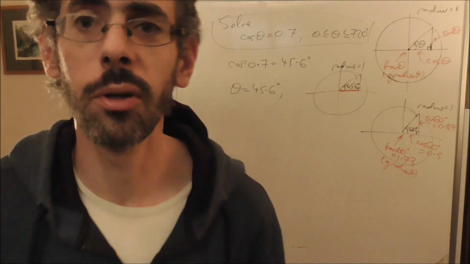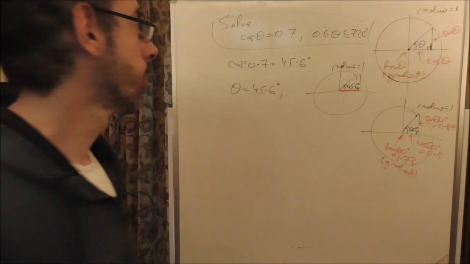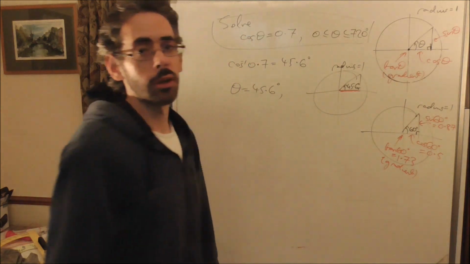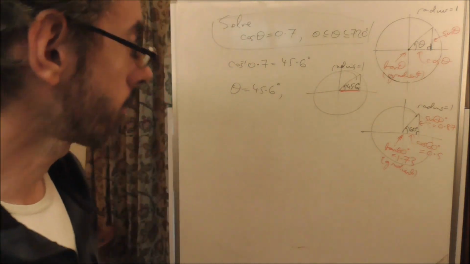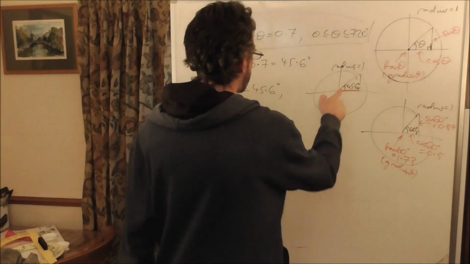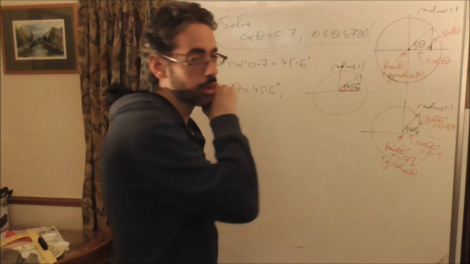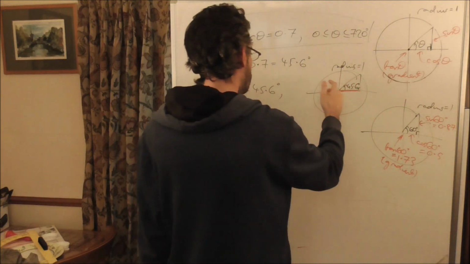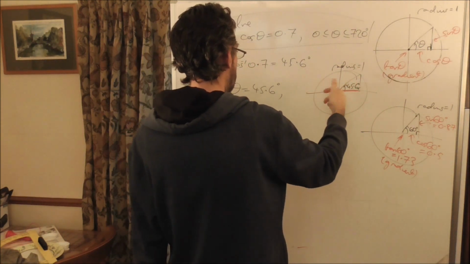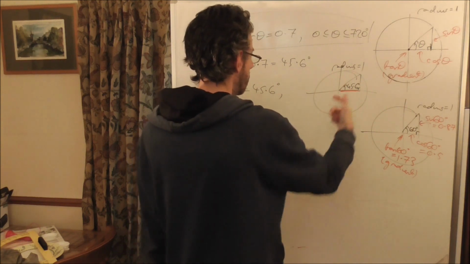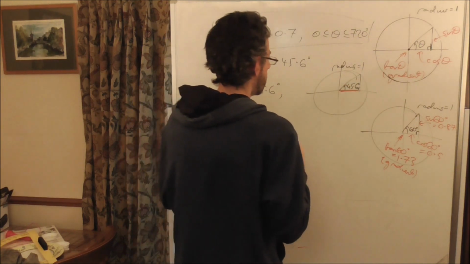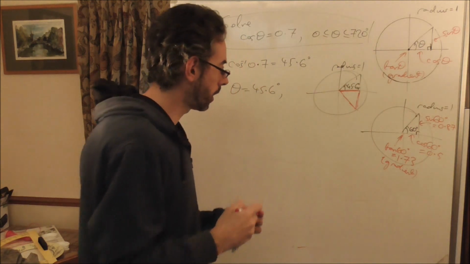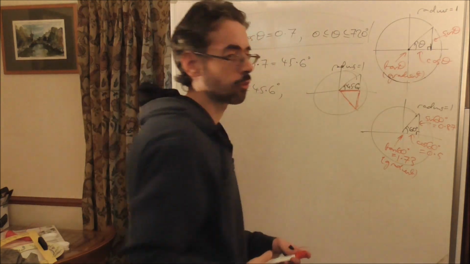I'm looking for other angles with the same cos value. So if I can draw another triangle with the same base, that will help me find other angles with the same cos value. So how could I reflect this triangle to get another triangle with the same base? Well, I don't want to reflect it that way, because that would have a negative base. That would give me angles with a cos value of minus 0.7. I want to reflect it down. If I reflect it down, I'll get another triangle that shares the same base, and that will give me other angles also with a cos value of 0.7.